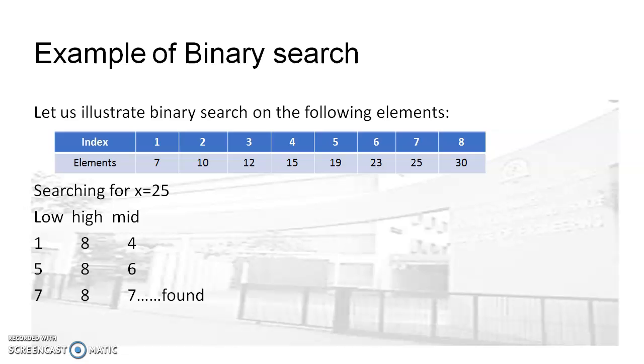So we discard the left half of the list and narrow down our search to the right half of the list. Again we divide the right half of the list with low end 5 and high end 8. We find the mid element, position 6. The element present at position 6 is 23 and 25 is greater than 23. So again we search in the right half of the list. Again we apply divide and conquer strategy and divide the list as low 7, high 8 and mid is 7. The element present at position 7 is 25, so our search terminates successfully.